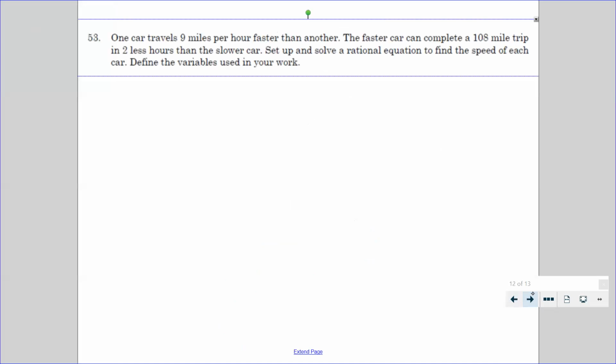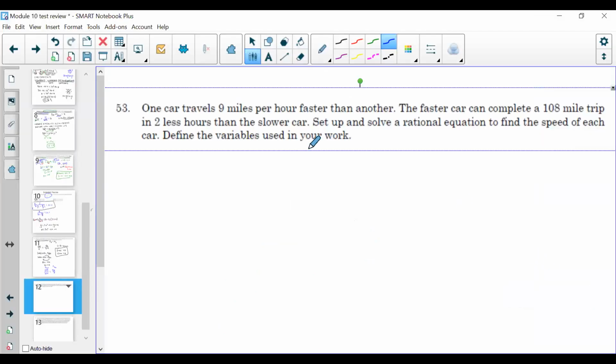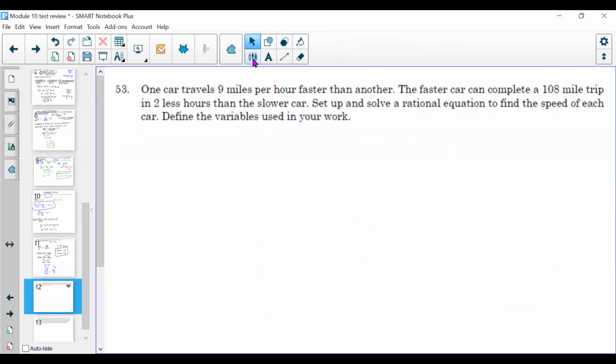All right. Now let's go on to number 53. Number 53 is saying one car travels. Did I just do this one? No, different. All right. One car travels 9 miles per hour faster than another one. The faster car can complete a 108-mile trip in 2 hours less than the slower car. Set up and solve a rational equation to find the speed of each car.